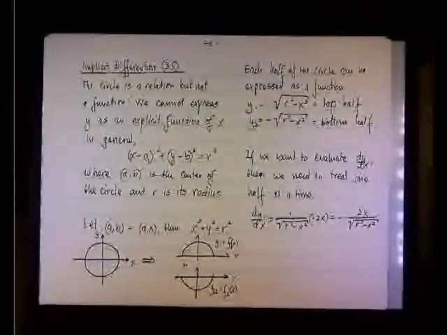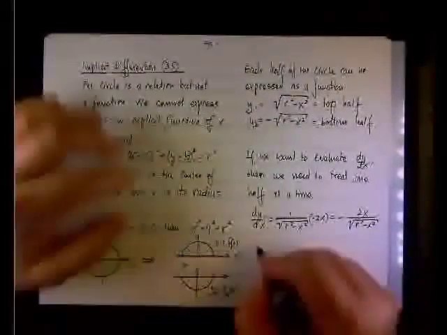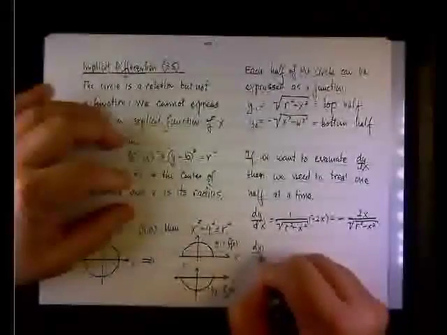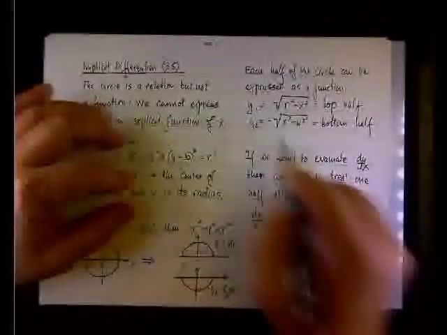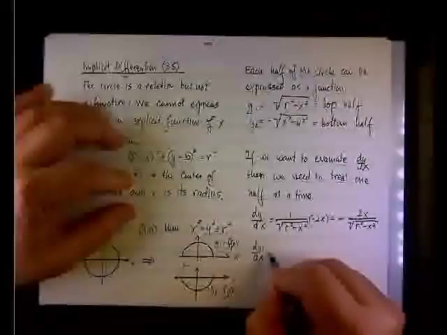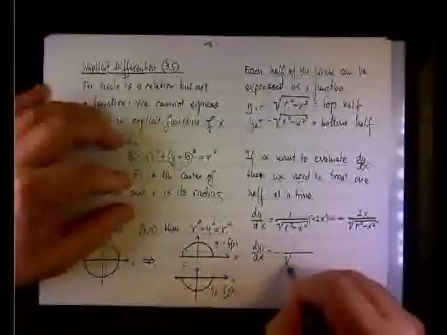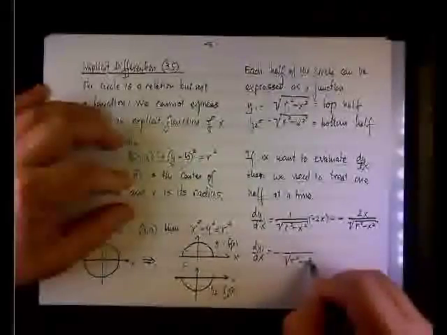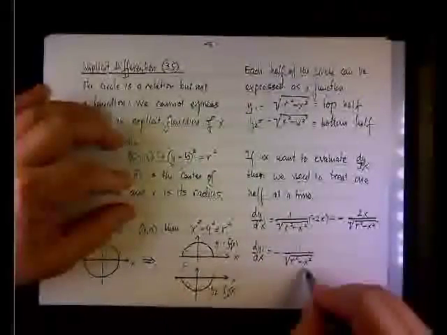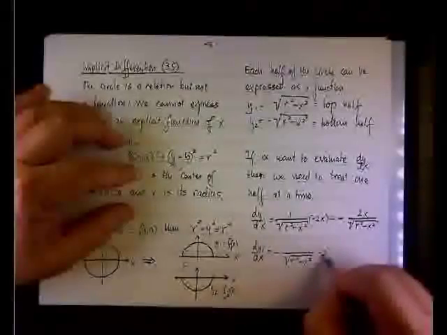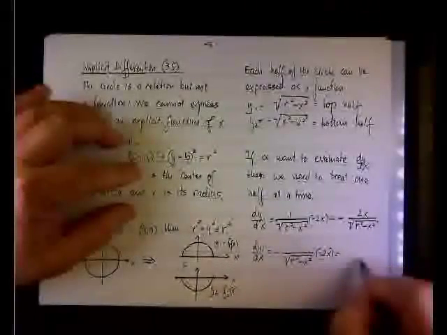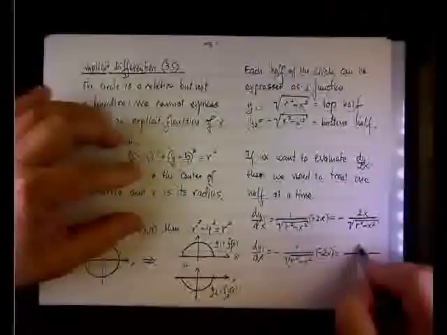And what about the bottom half? Well, the bottom half, dy/dx, remember the bottom is negative up front, so again it will be negative 1 over the square root, and then multiply by the derivative of the inside, negative 2x, so it will be the same thing but positive.